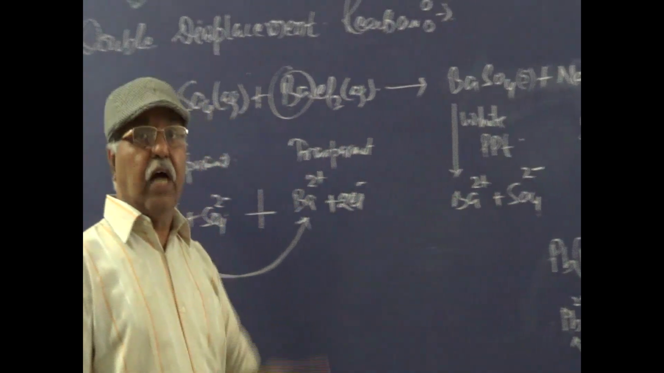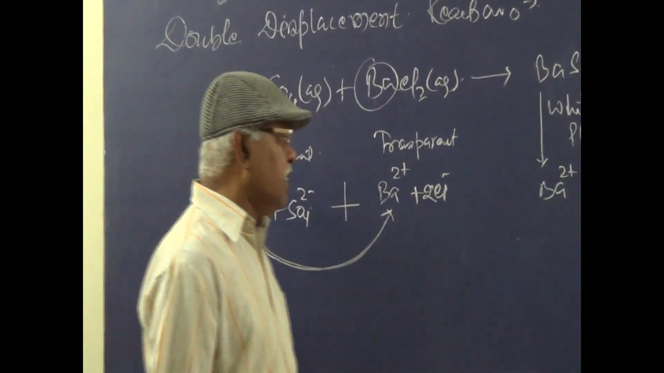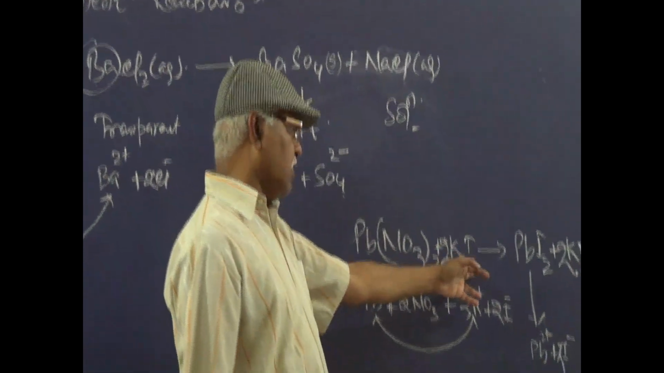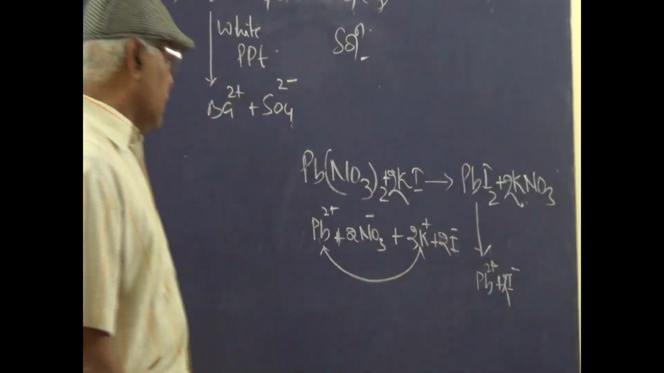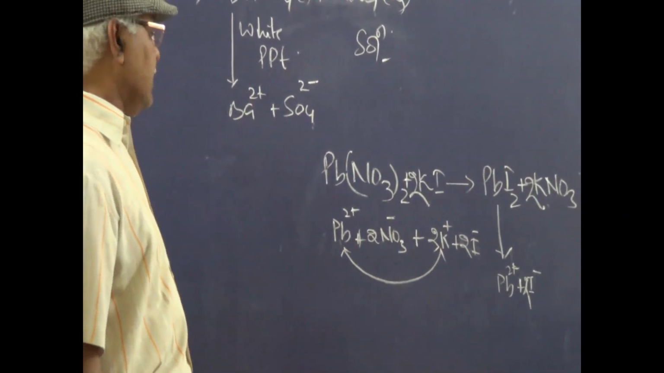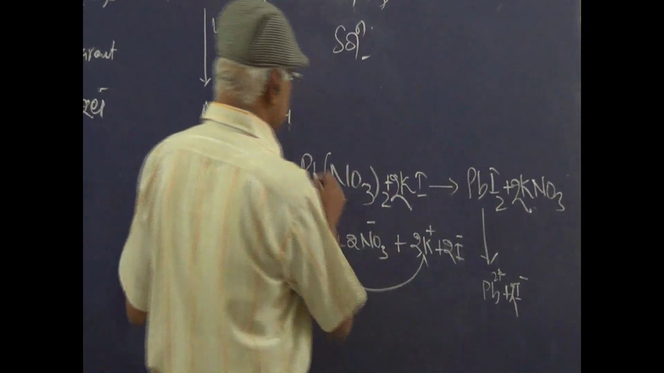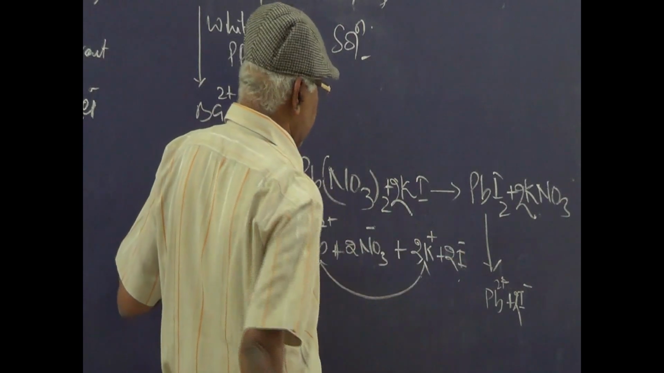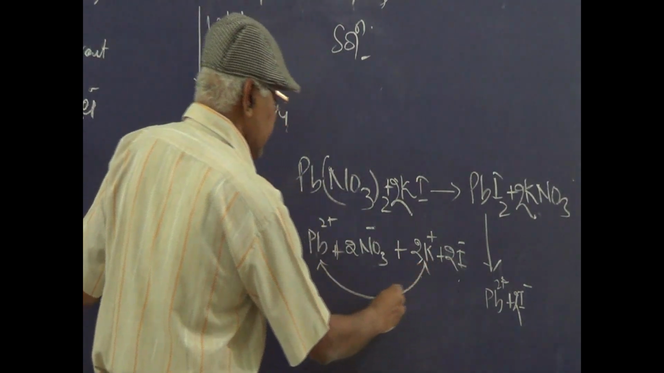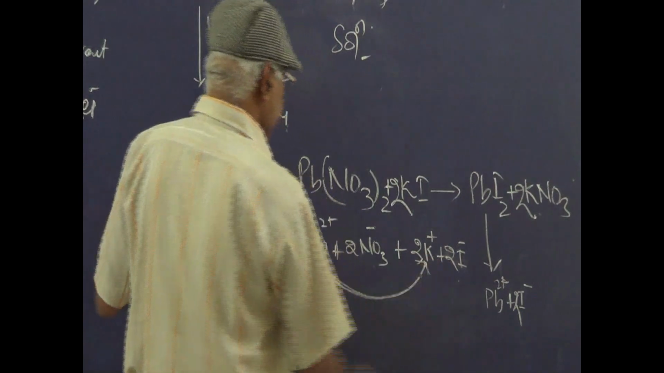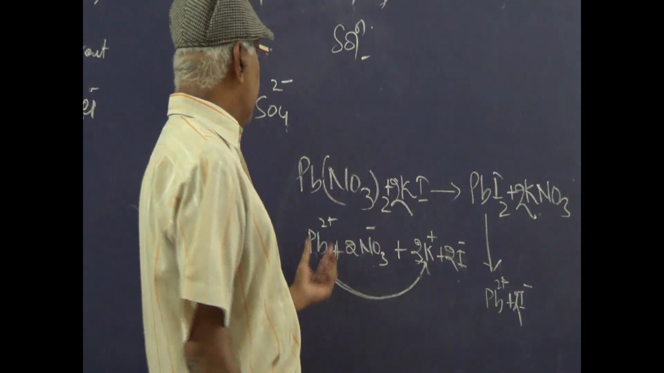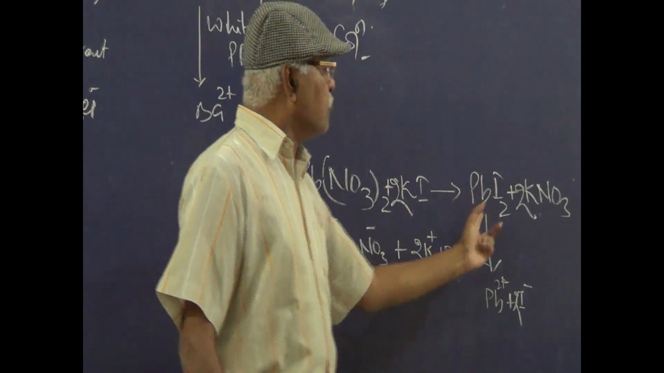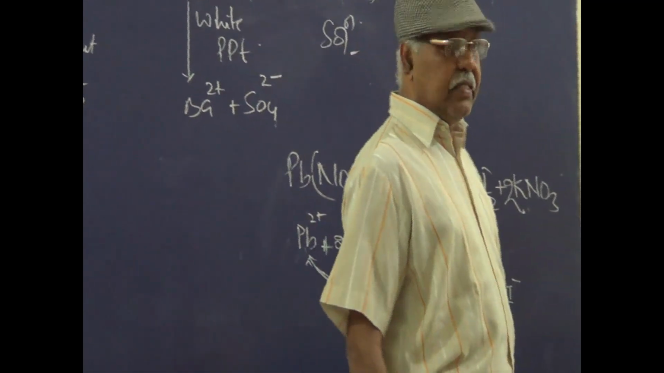I will tell you not only this, additional examples I will explain to you. Here also see, take the lead nitrate solution, lead nitrate plus potassium iodide solution. You will see that a chemical reaction takes place, and here is an exchange of ions, lead and nitrate ions, and potassium and iodine ions. Again lead and potassium get exchanged, and now you are going to get lead iodide and potassium nitrate.